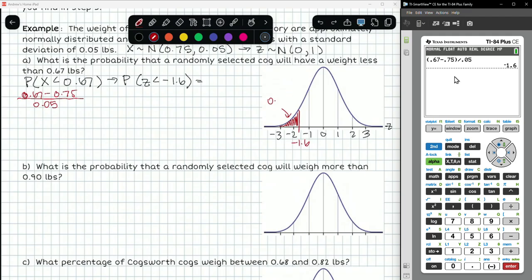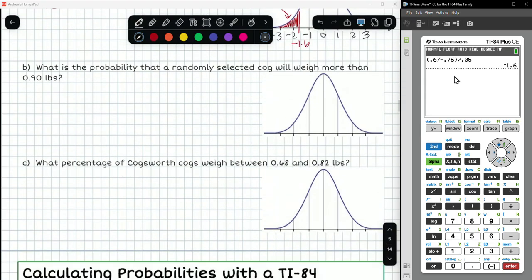0548. So the probability that a randomly selected cog weighs less than 0.67 pounds is 0.0548, or 5.48%. You'll notice the table gives values to 4 decimal places, which is why I tend to round probabilities to 4 decimal places. We're going to do 2 more really quick.